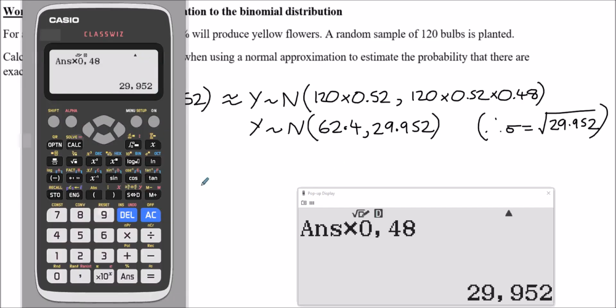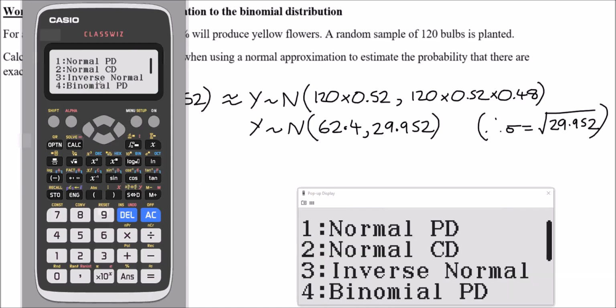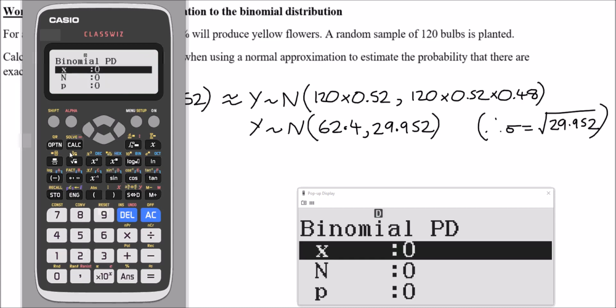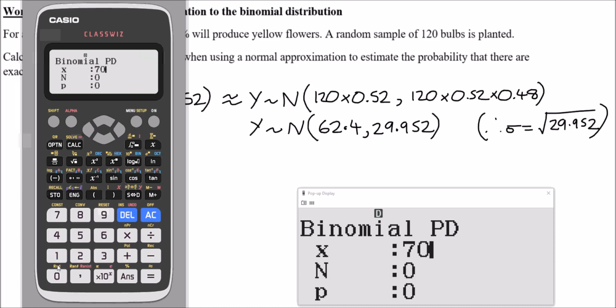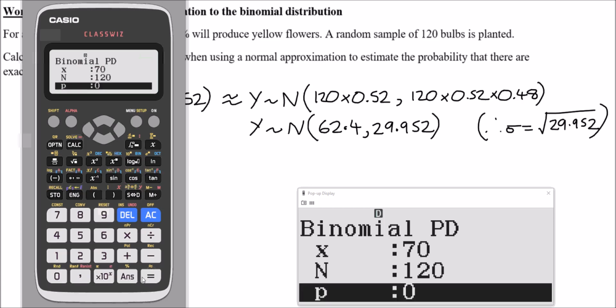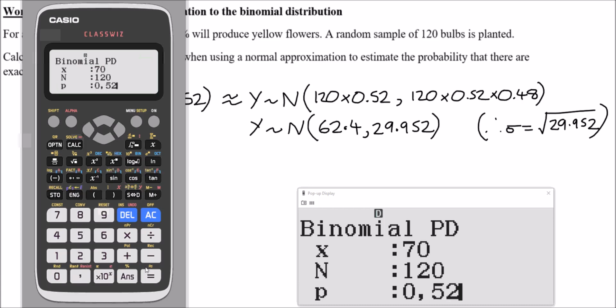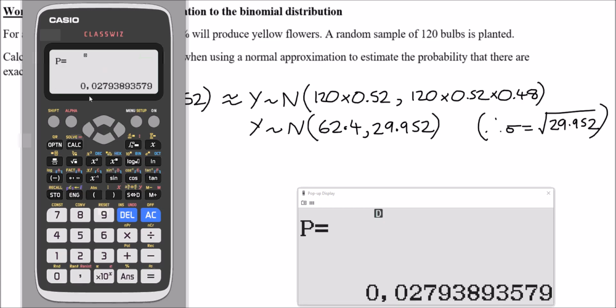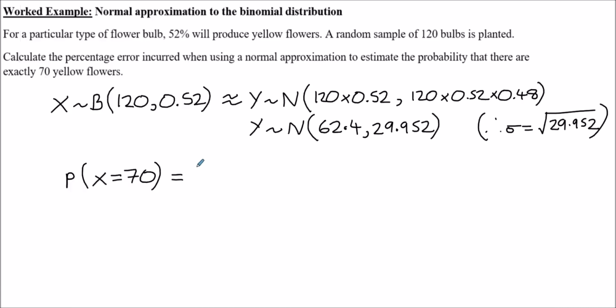So for this one, we'd go to Menu, Option 7. We then go to Binomial PD, because we want to work out the exact probability of 70. So we want 70 out of 120 flowers that turn yellow. And the probability of just one flower turning yellow, of course, is 0.52, like we said. So press equals and equals again. That gives us a probability of 0.027939.